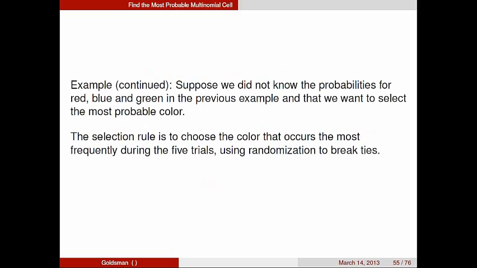Okay. Now, suppose I didn't know the probabilities 1/2, 1/3, 1/6 from the previous example. Suppose my goal was to choose the most probable color, which between you and me we secretly know is red. Here's my rule. I'll take 5 observations, and I'm going to choose the color that occurs the most often. I'm going to use randomization to break ties. That's my rule. I'm going to take 5 observations, 5 simulations. Whichever one wins the most, that's going to be my most popular color. I hope I'm right. So let's see what we get.